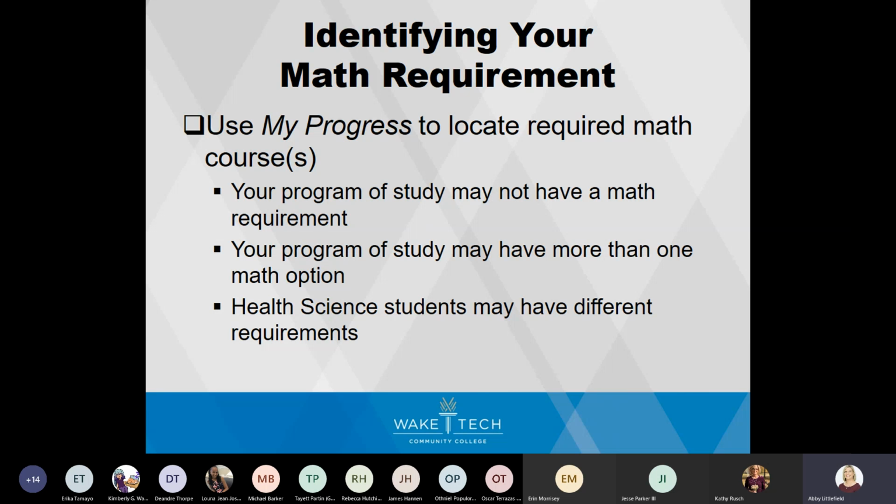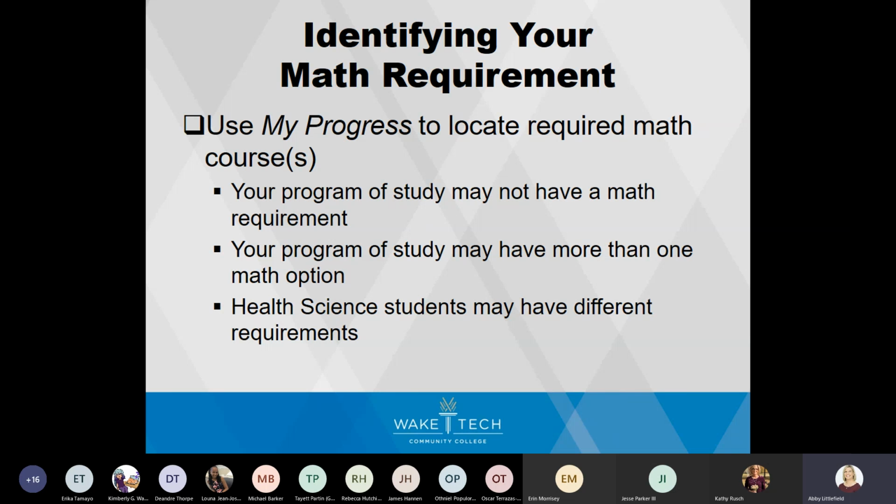You may also notice that some of you are in programs that have more than one math option. This is actually becoming more popular. I've noticed since being at Wake Tech for a few years that a lot of the programs are being more flexible in the different math options. So you may see 2, 3, I've seen up to 5 different math options. If you notice that you have different math options, you need to determine which of those math courses you want to take to pursue that program.